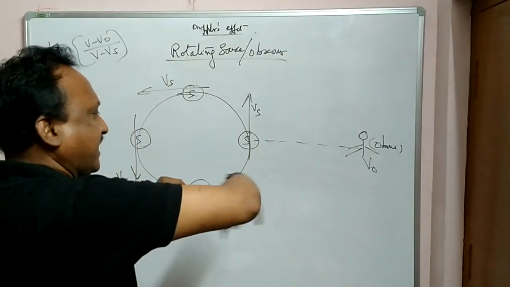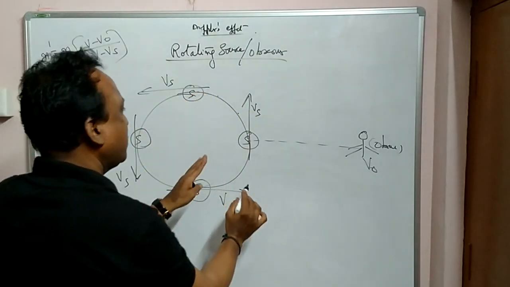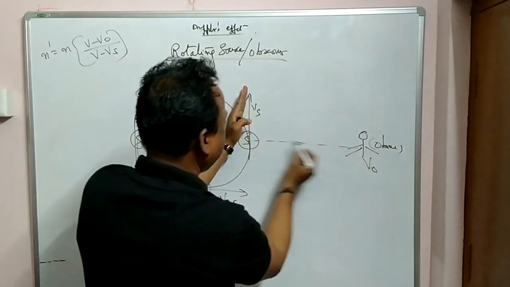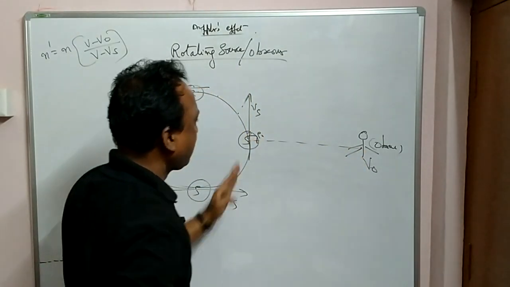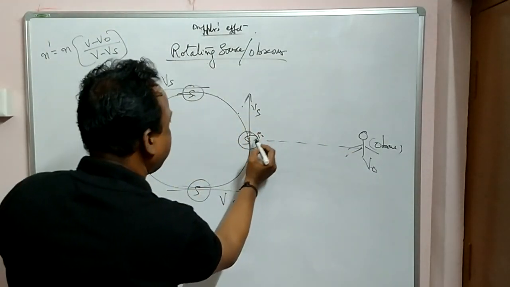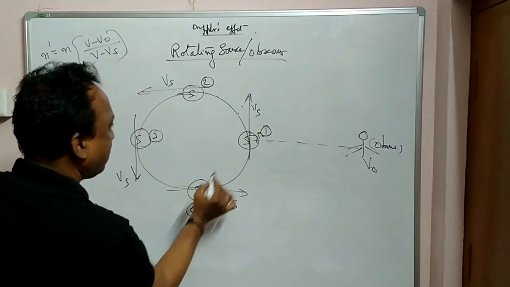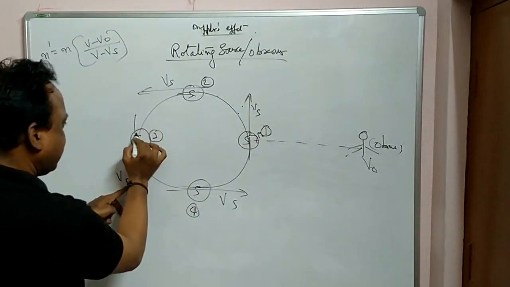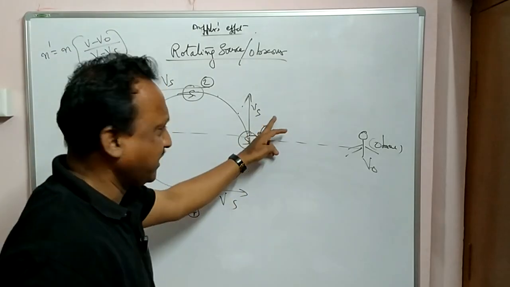Suppose the source is rotating like this in circular form. First it is here, next here, like this in a circular form. When it rotates, what happens? Look at the velocity here: how is the observer placed? Perpendicular, 90 degrees. So what is the component of the source velocity along the observer? Vs cos 90, which is 0. In the cases 1, 2, 3, 4, positions 1 and 3 are perpendicular to the observer, 90 degrees. So cos 90 is 0.